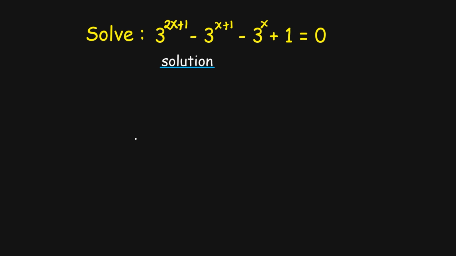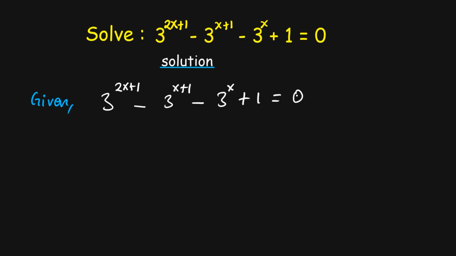Okay, let's go about this problem. Solve 3^(2x+1) - 3^(x+1) - 3^x + 1 = 0. So we are given 3^(2x+1) - 3^(x+1) - 3^x + 1 = 0, and we are required to determine the value of x.